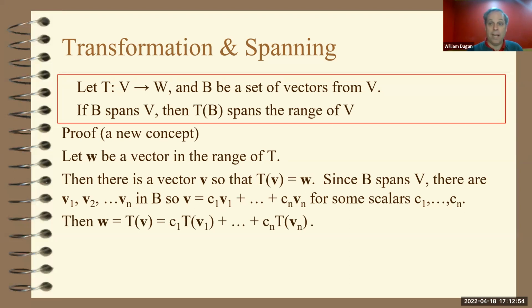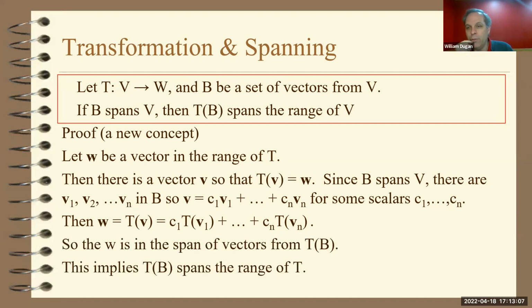But that means that W, being the transformation of V, is the transformation of this linear combination, and the linear transformation distributes through. So therefore, W is in the span of T of V1, T of V2, up to T of Vn, and so on. That means that in general, W is in the span of the set you get when you apply the transformation to all the vectors in B. Notice I changed the theorem from what's in the book, because the book insists that B must be a finite set of vectors, and that's just not true. It could be infinite also, and the theorem is exactly the same. Even the proof is the same. So then you have this result.